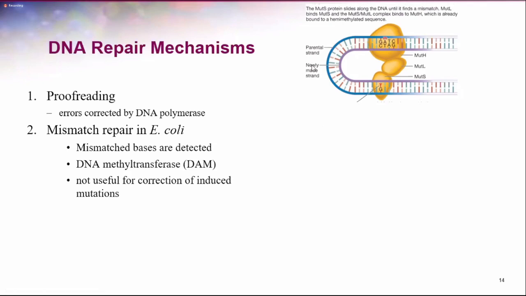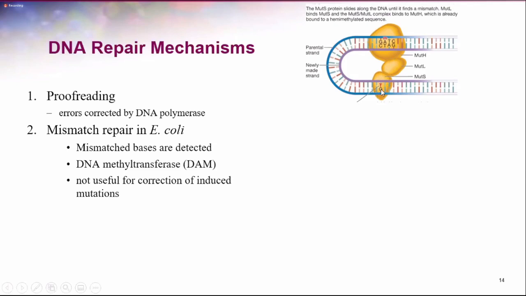So when the DNA undergoes replication, the newly synthesized strand would not be methylated for some time. So this DAM enzyme is going to be slower than the replication machinery. So it's going to take some time before it catches on and it methylates all the GATCs. But this small window between replication and methylation is what the system needs.